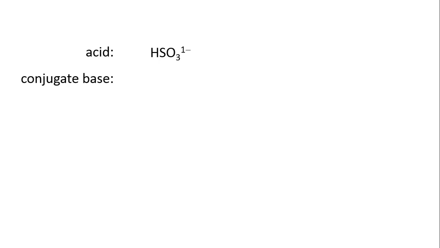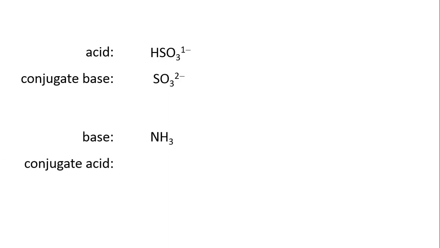Let's say that HSO3 1- acts as an acid. What is its conjugate base? Well, if it is acting as an acid, it is giving away a proton, so its conjugate base will have one fewer hydrogen, and since it's giving away an H+, the charge will go one step more negative. So the conjugate base is the sulfite ion.